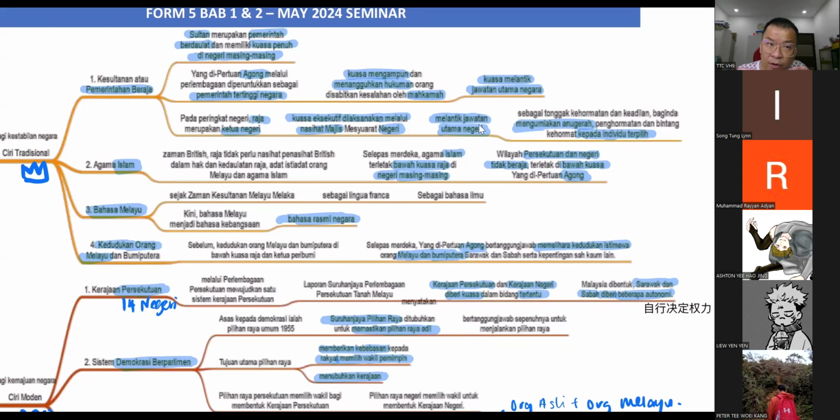Still the same, state level, the king will choose the Menteri Besar. And the king have power to give anugerah, title. Anugerah kepada individu terpilih.